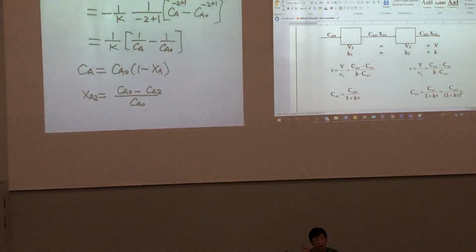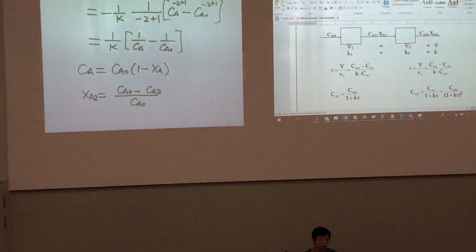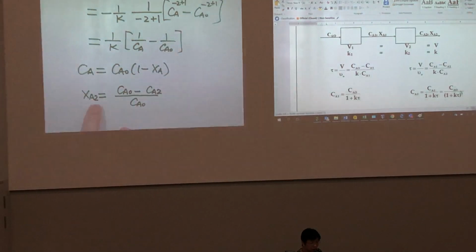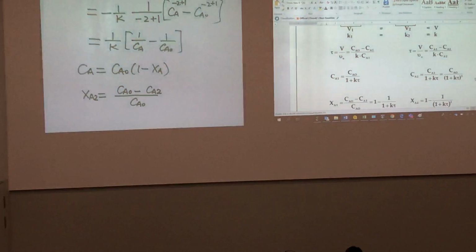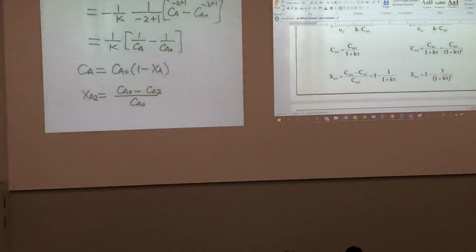So never memorize that equation for the conversion. No need. You just calculate in this way. After you find the concentration, you come over here to do your calculation of conversion. Is it alright? So this case is for the identical case. Don't memorize this, no need for the conversion part.